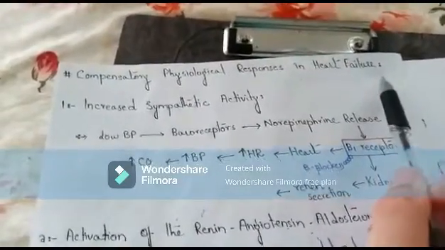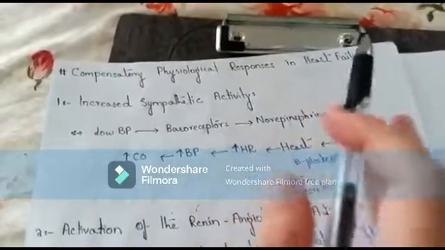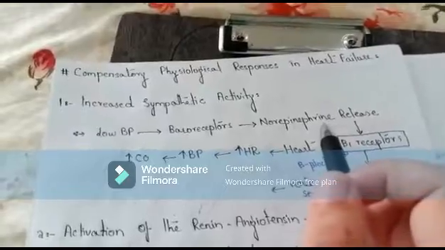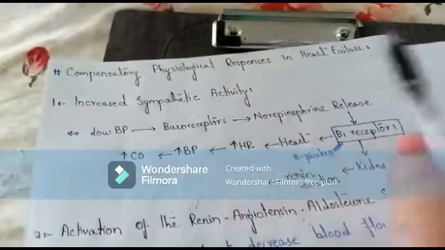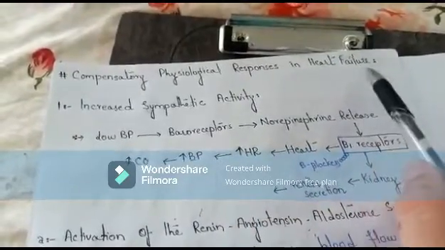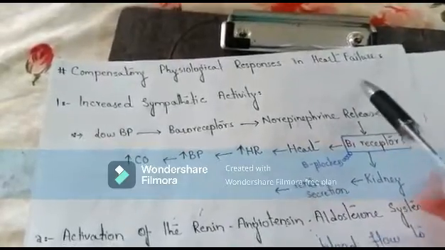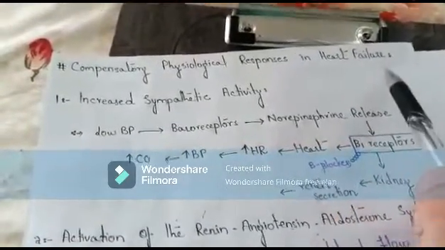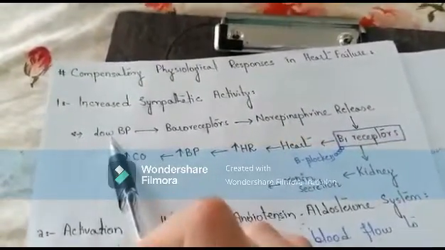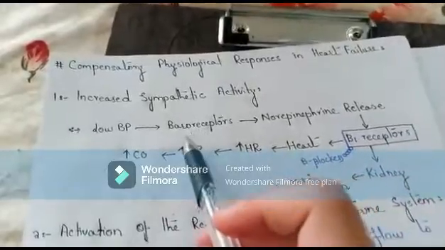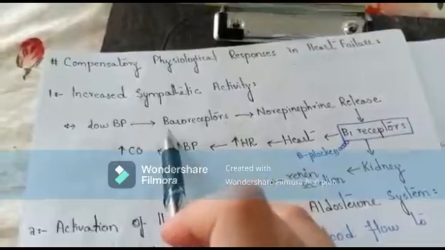Those drugs are then used to cure heart failure. First we are going to talk about increased sympathetic activity. This is the compensatory mechanism adopted by the body in order to increase the cardiac output. In heart failure there is a diminished ability of the heart to pump blood, so there is decreased cardiac output. Decreased cardiac output means low BP. This low BP will be sensed by the baroreceptors that are present in the aortic arch and the carotid sinus.